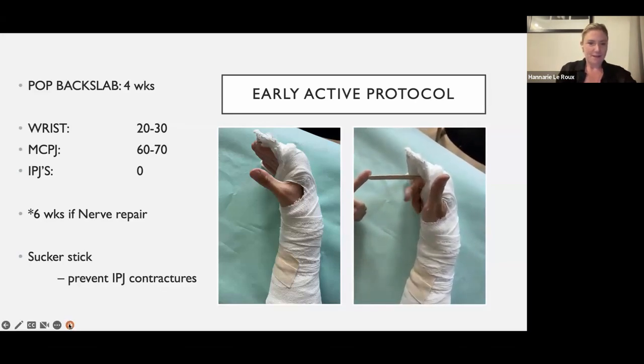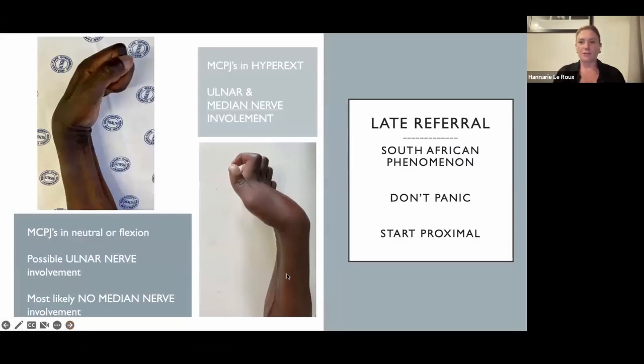Okay, so now we're going to talk about late referrals. It is a South African phenomenon, but don't panic. There's really no reason to panic anymore, because the patient can't get worse. I mean, they've now arrived at your house. You have so much time because they most likely have arrived 6 to 8 weeks late. So there's no rush, the patient's late already.